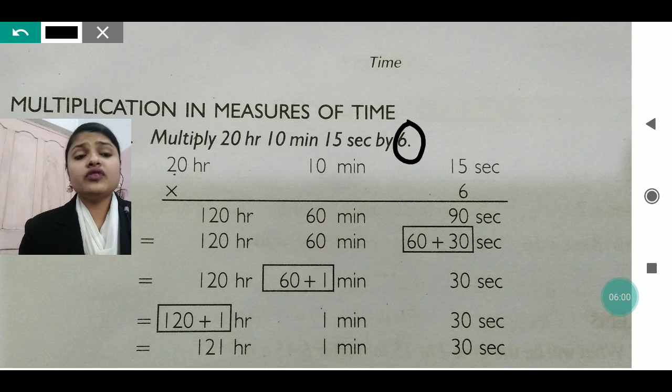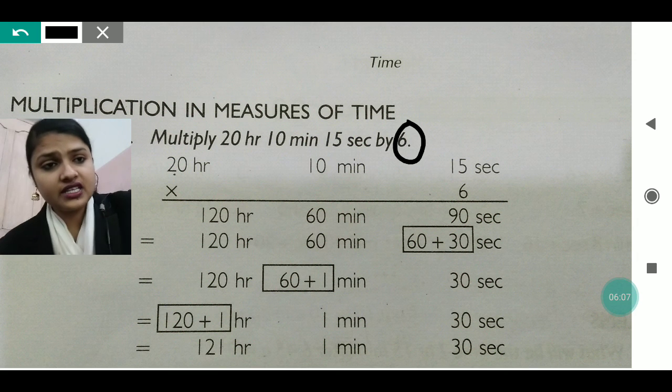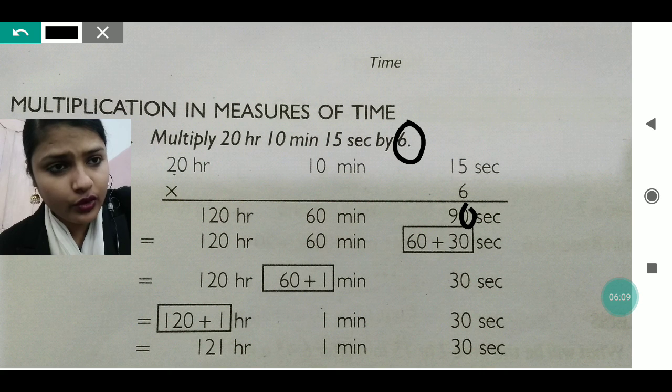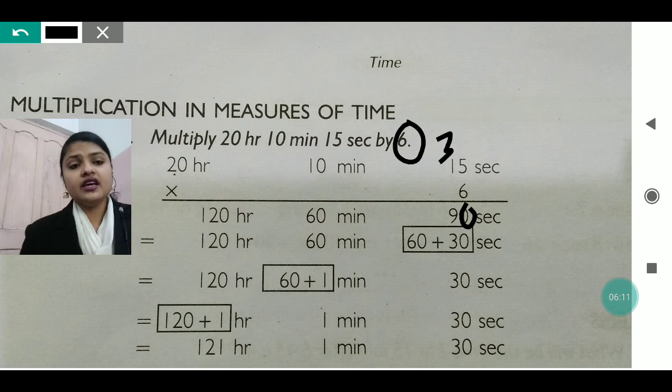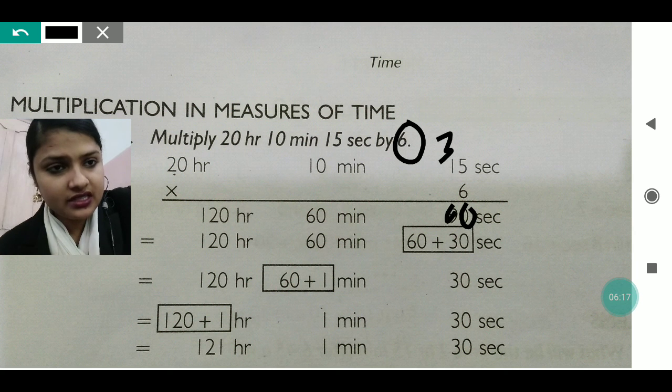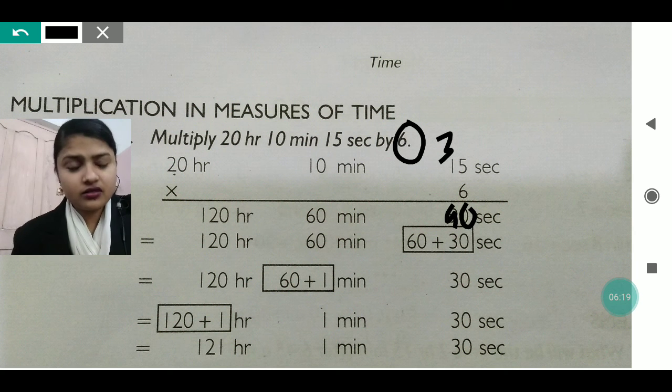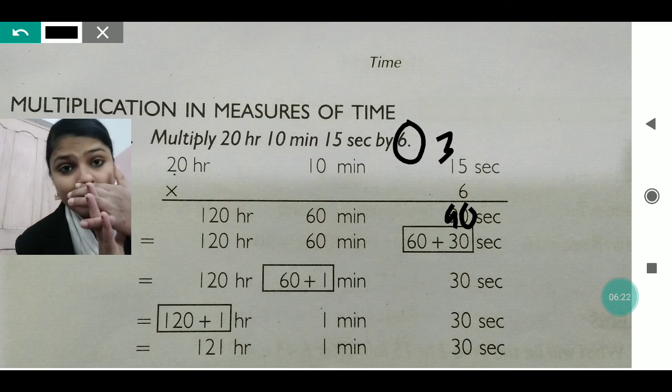After that, you will start multiplying the numbers. Now 6 into 5, or 5 into 6, you will get 30. So you write 0 down and take 3 as carry. Now 6 into 1 is 6, plus 3 is 9. So you write 90 here. Sorry, not minutes, it is 90 seconds here. So now it is in seconds.